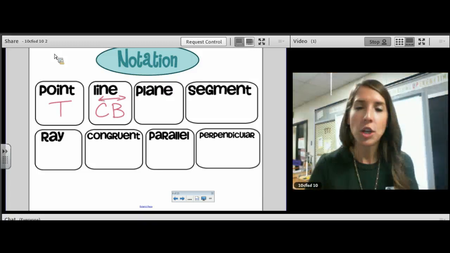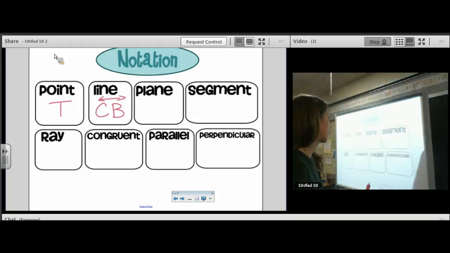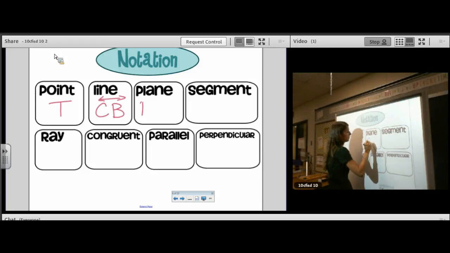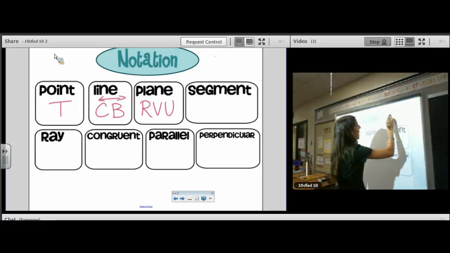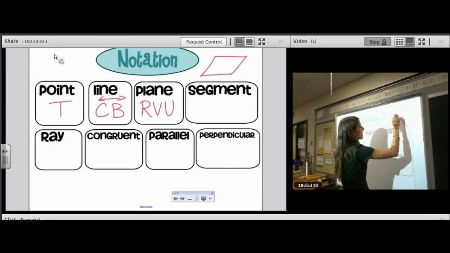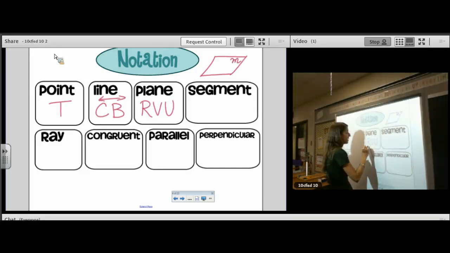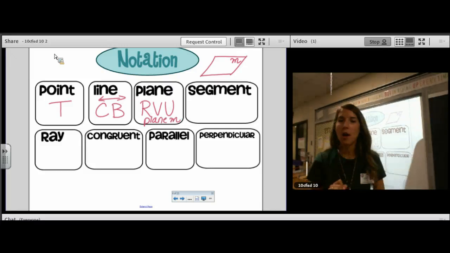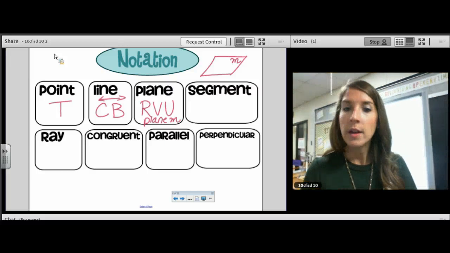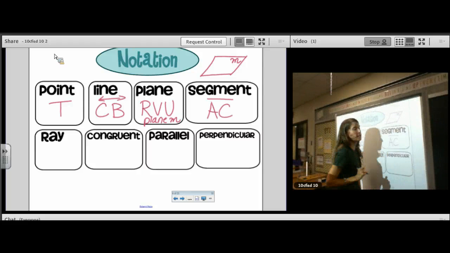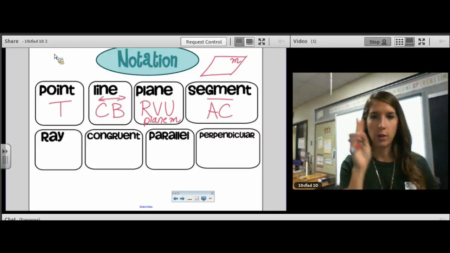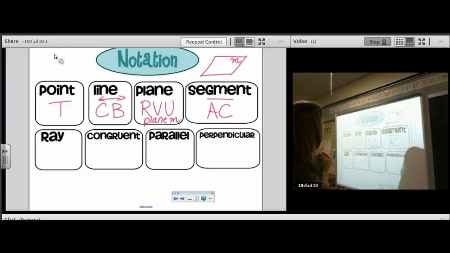A plane. Your paper says how to name a plane. You name a plane with 3 capital letters, like RVU, there's an example. Or every now and then, you can name a plane with an italicized letter if that plane has one, like this. If it has an italicized letter in the corner, you can call it plane M. But we don't do that very often, but I needed you to see that. Segment, how do you name a segment? Capital letters with a segment on top. 2 capital letters for the 2 endpoints. How do you name a ray?